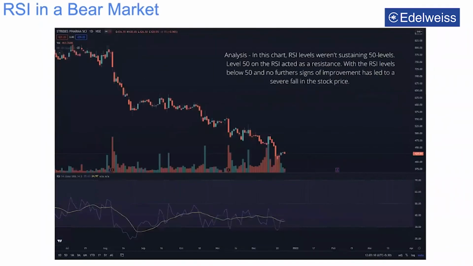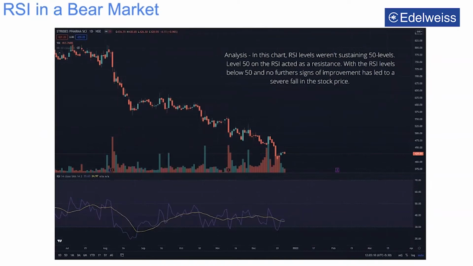Moving on. So what does RSI in a bear market look like? RSI in a bear market looks like this: the RSI levels do not cross 50, and the RSI stays range bound between 10 to 40 levels, as we have understood in the previous slide.